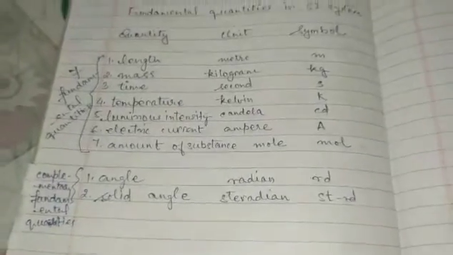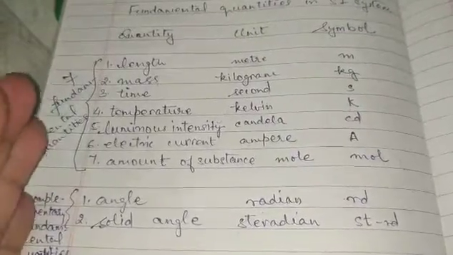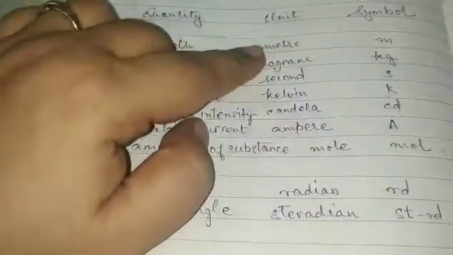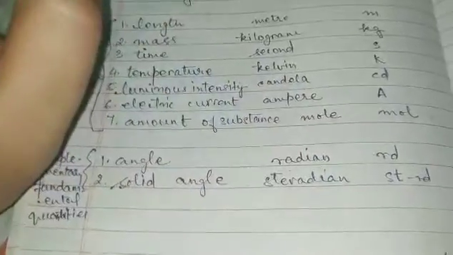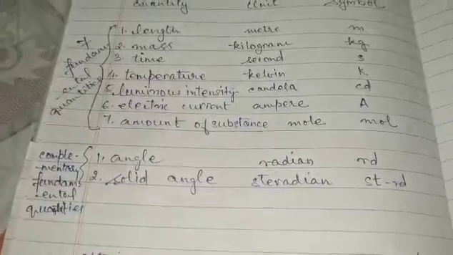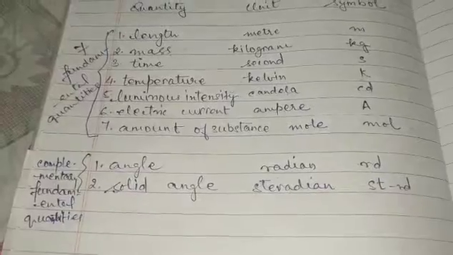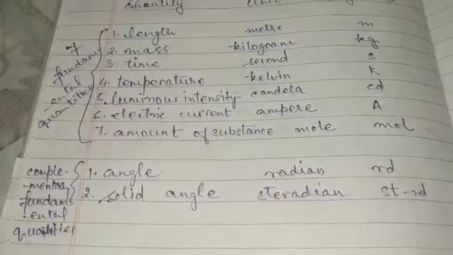So these are the fundamental quantities. That means these are the quantities which will not depend on any other fundamental quantity, right? They are not going to depend on each other. Meter will not depend on any of these quantities, or any of these quantities cannot be converted into any other, right? So these are the fundamental quantities. You need to learn these quantities. What are the fundamental quantities in SI system? These are 7 plus 2 complementary fundamental quantities. So you need to learn these quantities, their units and the symbols.